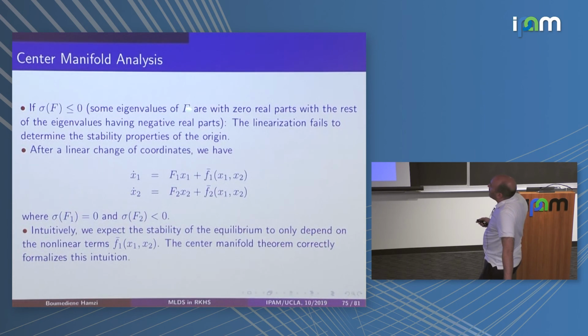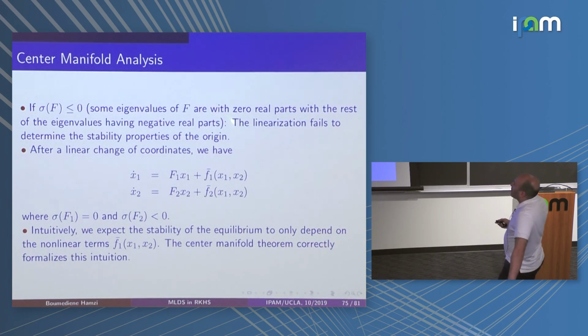And then there is a critical case where some eigenvalues have zero real parts and the other ones have negative real parts. So here the linearization test fails, and we can use a change of coordinates to split the system and write it down as follows, where F1 has eigenvalues on the imaginary axis, and F2 has eigenvalues with negative real parts.